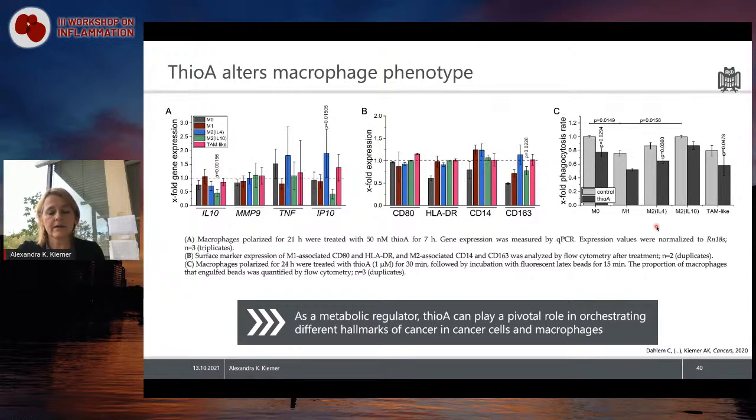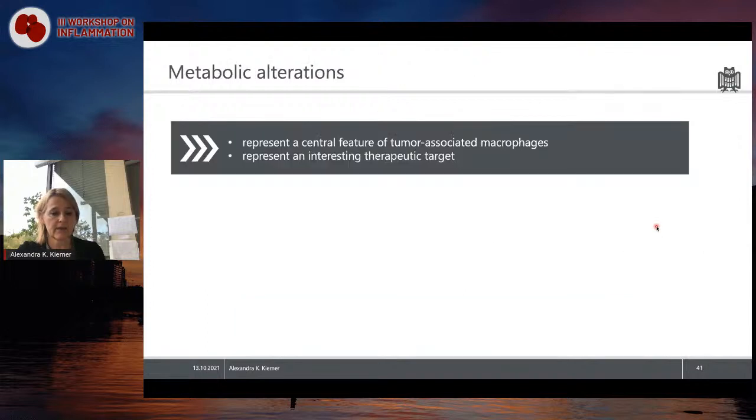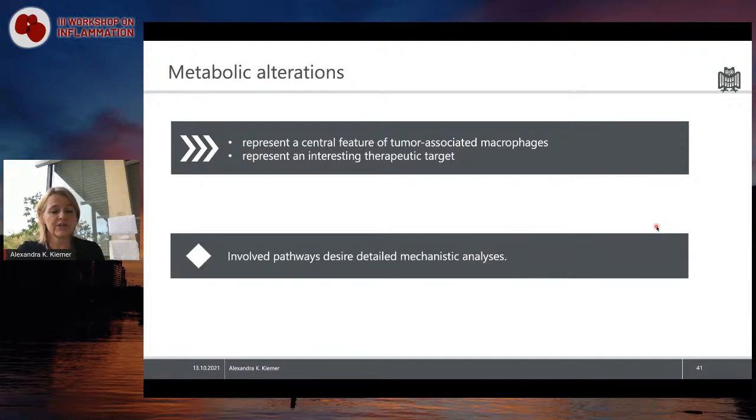So thio-A is a metabolic regulator not only of tumor cells but also of macrophages, and it might therefore play a pivotal role in orchestrating different hallmarks of cancer, both in cancer cells and in macrophages. To sum up, metabolic alterations really represent a central feature of tumor-associated macrophages, and therefore might represent an interesting therapeutic target, not only for tumor cells, but also for tumor-associated macrophages. The involved pathways are not fully understood, but they really deserve detailed mechanistic analysis, which we try to contribute to a bit.